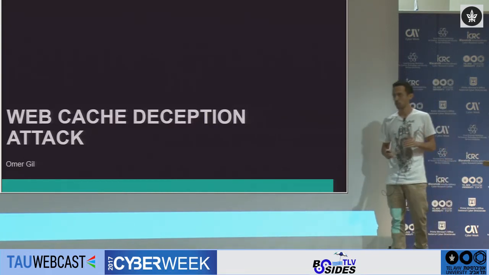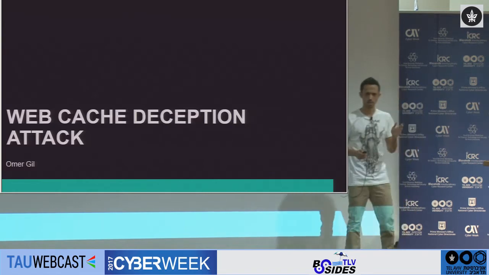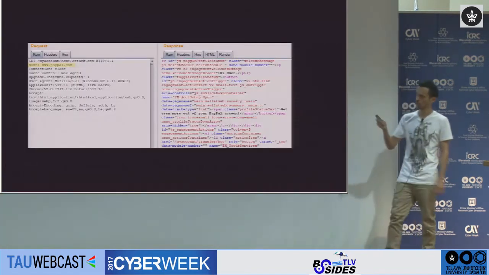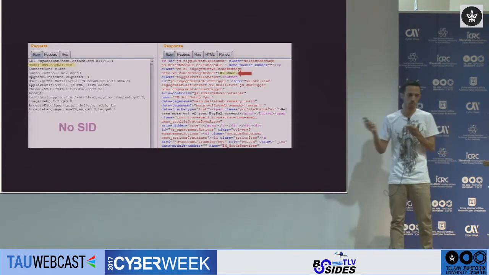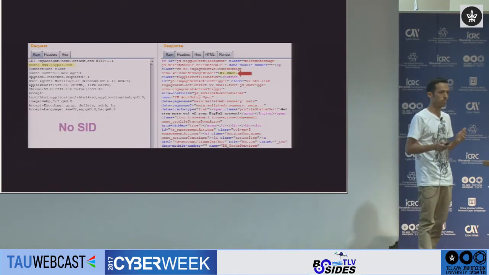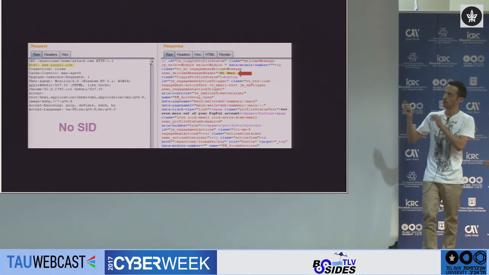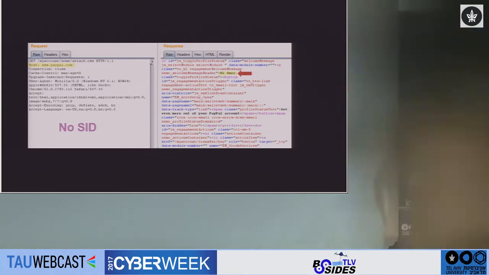I discovered it a few months ago in several websites, including PayPal, and as you can see here, by just sending a simple GET request to the PayPal server without adding a session ID or basically any other cookie, you can easily expose the private content of an application user.